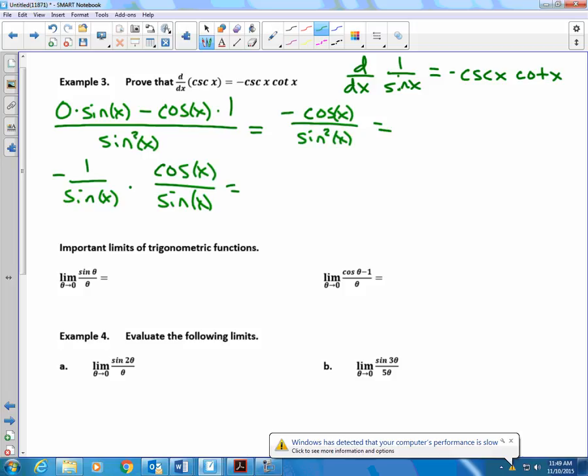What did you say negative 1 over sine was? Negative cosecant of x. And what did you say cosine over sine was? Cotangent. And is that what we wanted? Yep, so I'm done. It's Latin for that which was to be proved has been demonstrated.